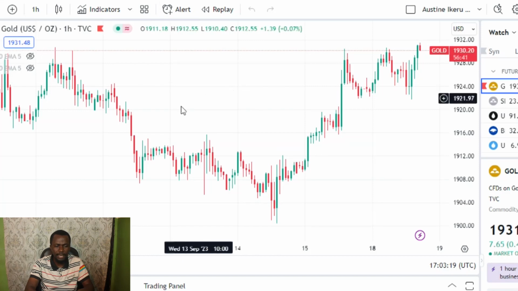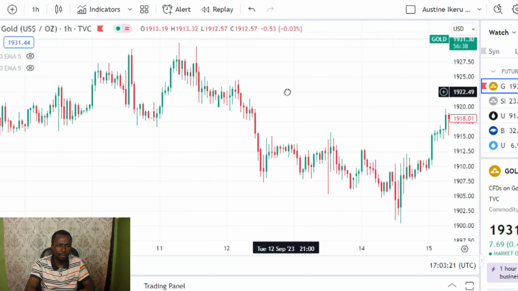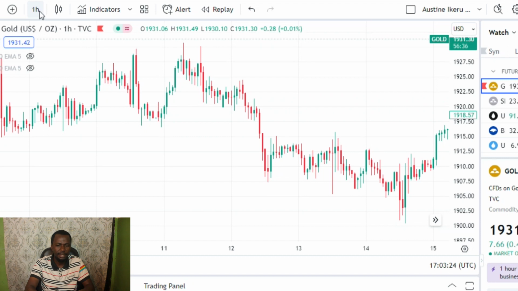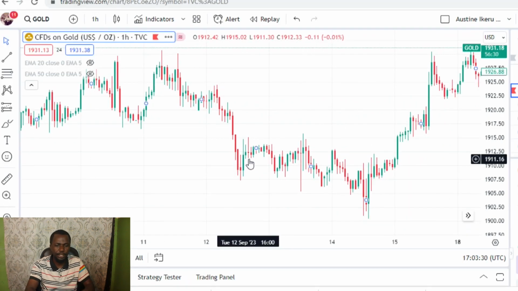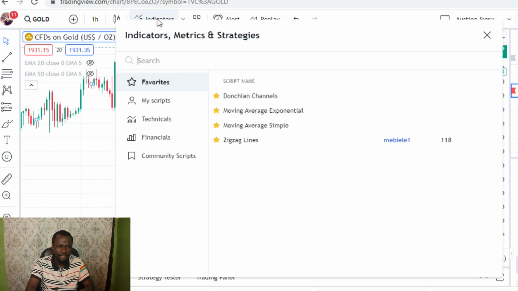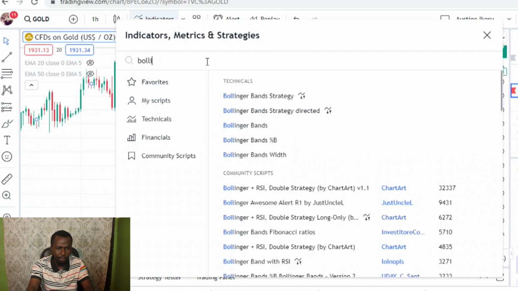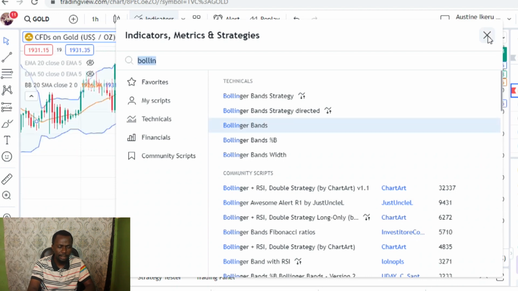So let me give you an example of how you can simply plot your Bollinger Band in a live market. So here, this is a live market, right? And we're making use of the 1 hour time frame, and this is gold. So how do you plot your Bollinger Band? You simply go to the indicator. This is the indicator. You click it and you type Bollinger Band. So this is the Bollinger Band. You simply click it once, it opens.